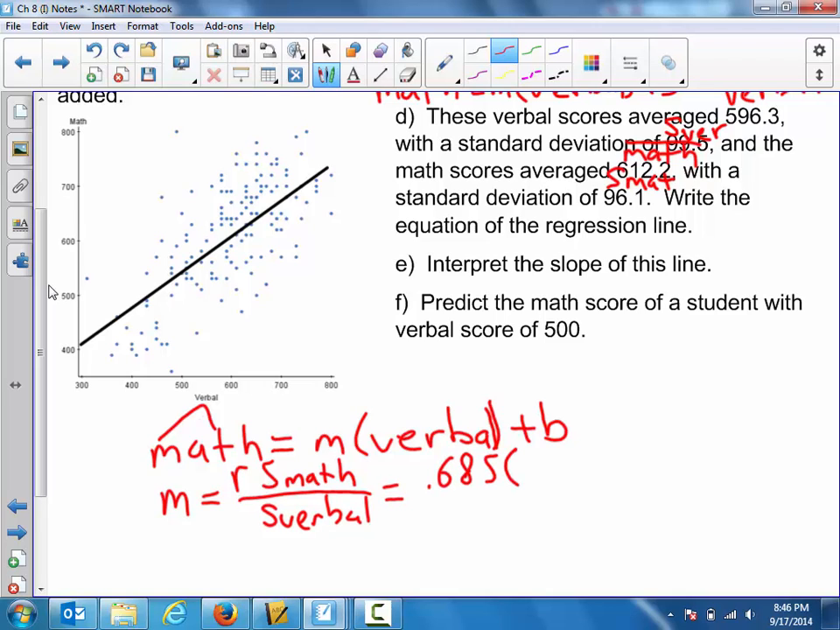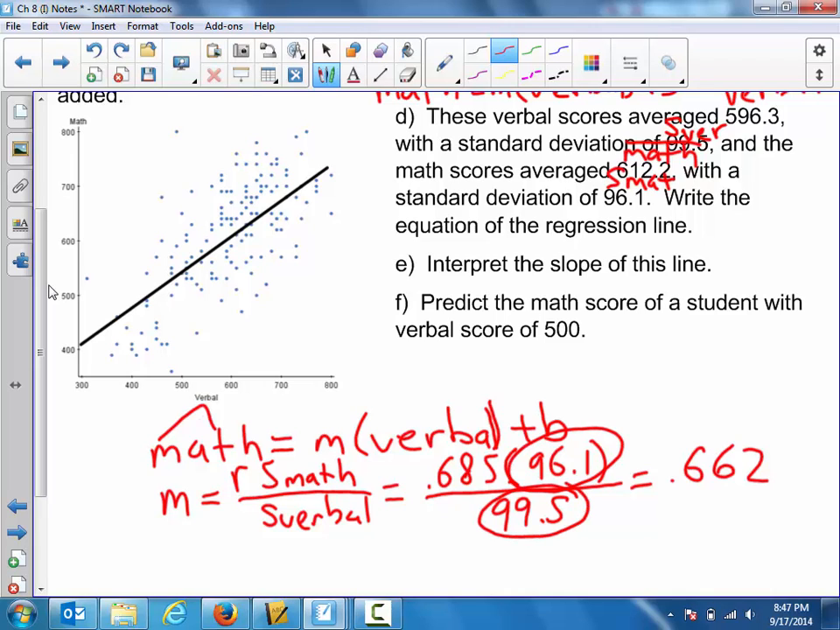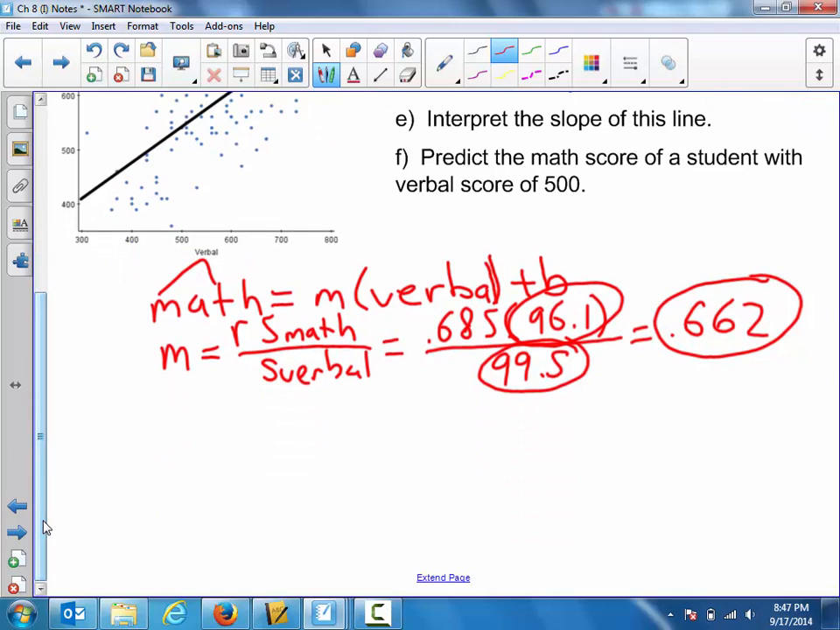Okay, so this is a plug and chug. Let's find the slope: 0.685 times the standard deviation for math, 96.1, divided by 99.5, and you get the following, which is awfully close to the correlation coefficient. We obviously multiplied, then divided by two numbers that were awfully close to 100, so we didn't get a huge change in our slope from the correlation coefficient of 0.685. All right, so that's our first parameter for our model. We still need the y-intercept.